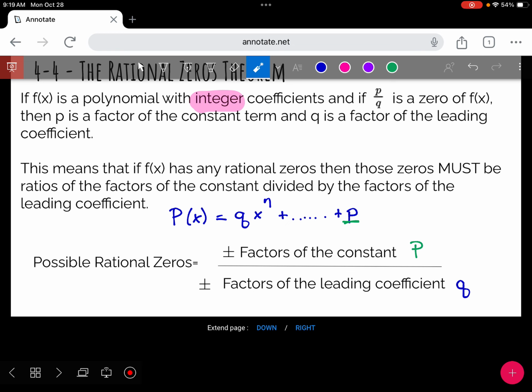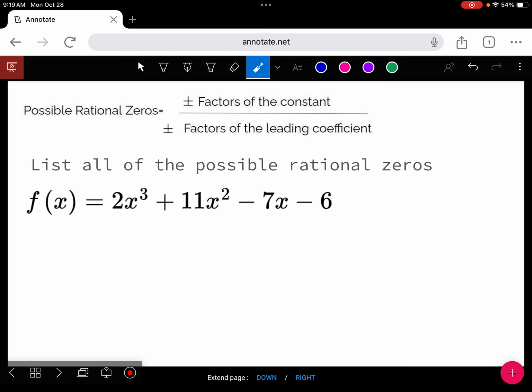Okay, so we're going to start with this polynomial here. We've got f of x equals 2x cubed plus 11x squared minus 7x minus 6. And we are going to make a list of all the possible rational roots, possible rational zeros.